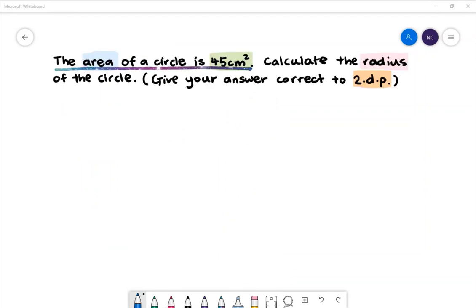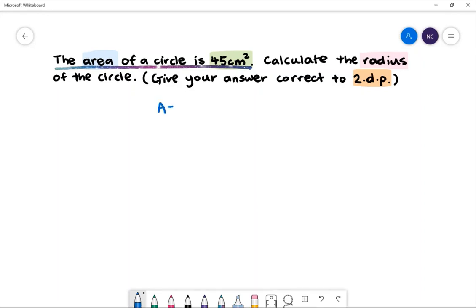Here is our last example. The area of a circle is 45 square centimeters. Calculate the radius of the circle. Give your answer correct to 2 decimal places. To complete this, we need to write the area formula, which is area is equal to pi r squared. Substitute A to be 45, so 45 is equal to pi multiplied by r squared.